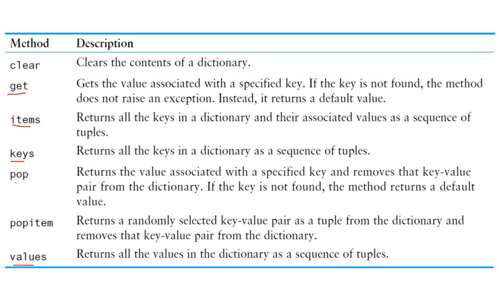Pop. If you use pop, it returns the specified value that is associated with a key, but it also removes that key value pair. So if you want to just access a phone book entry and you use the pop method, whatever key value pair you print out is going to be removed from the dictionary as well. And popitem is just going to print out a randomly selected key value pair from the dictionary.